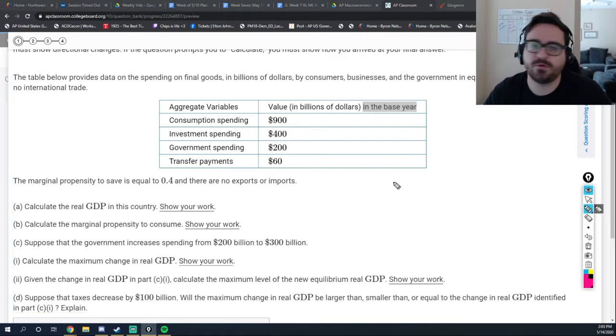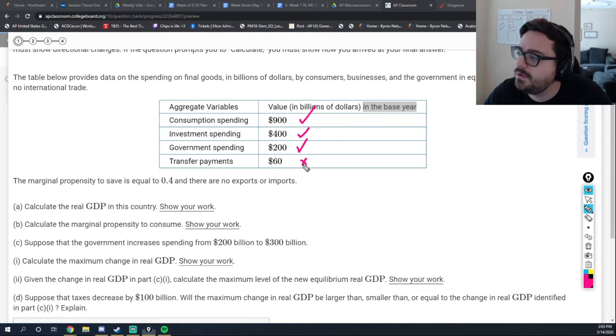So this will work for nominal or real GDP. Consumer spending, does that count towards GDP? Yes, so this would count towards GDP. Investment spending, does that count? Yes. Government spending, does that count? Yes. Transfer payments, does that count? And this is, again, things like welfare, unemployment benefits, stuff like that. Does that count towards GDP? No. Because it is what's referred to as a non-production transaction.